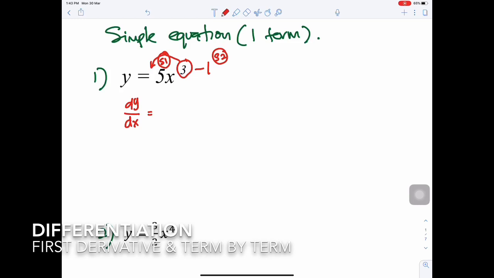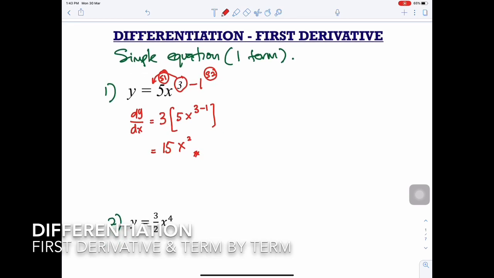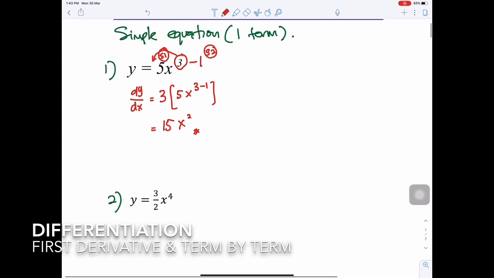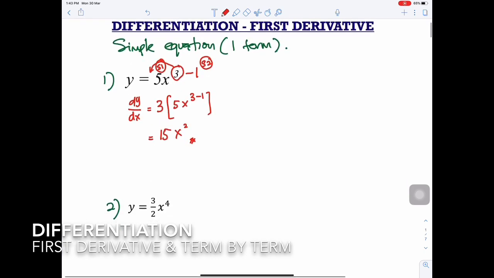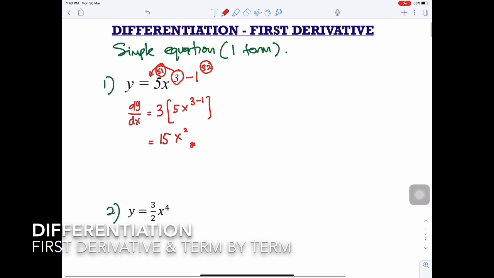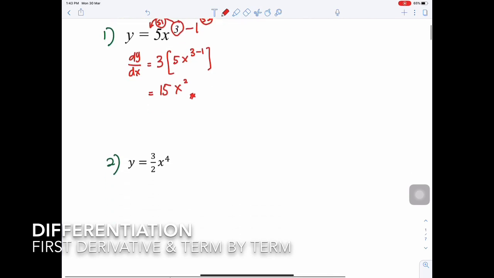Just follow step 1. So 3 is brought forward, and 5x remains, and then the index is 3 minus 1, which is 2. So we arrange: 3 times 5, 15, x power of 2. This is how you differentiate one term. After this, we are going to do term by term, but first learn how to differentiate a one term equation.